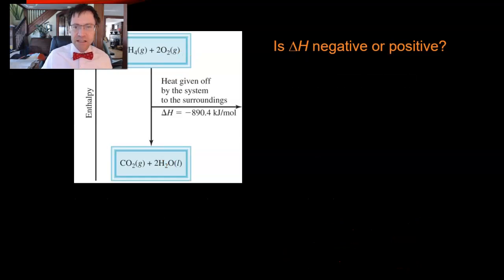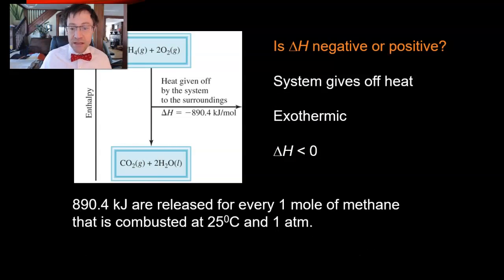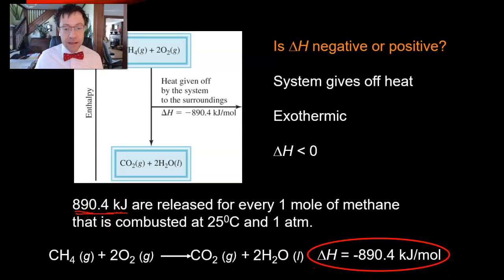This is really super basic stuff for you guys. In this case, we're going from methane to carbon dioxide and water. This is going to be exothermic, right? Because it's going to be giving off, and wow, that's a whole lot more. 890.4 kilojoules are released. How do we even know that? That's coming up next. And what does it look like in an equation? It looks just like this.